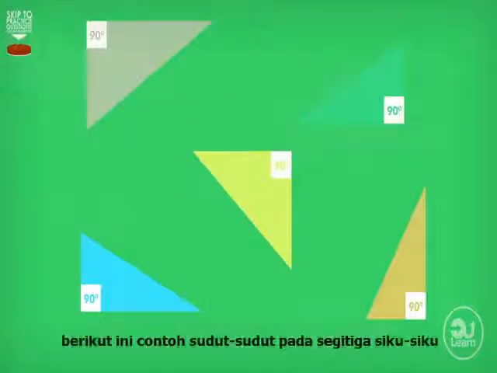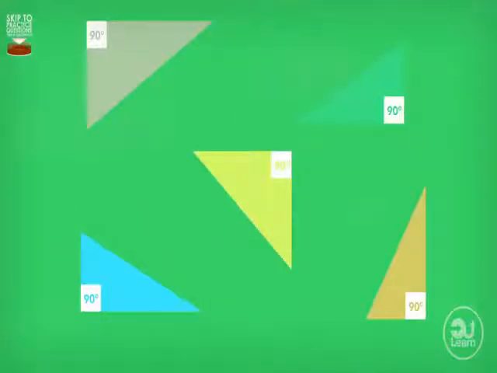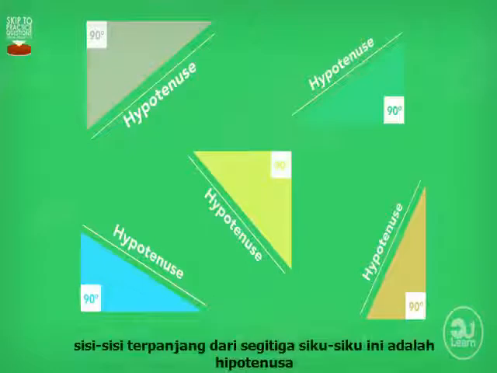Look at the following examples of right-angled triangles. As you can see, all these right-angled triangles, regardless of the size of their sides, have a side that is the longest. Once again, these sides are known as the hypotenuse.